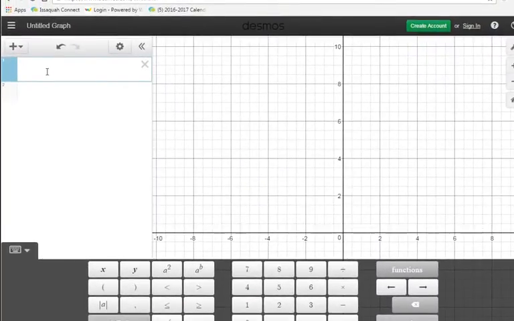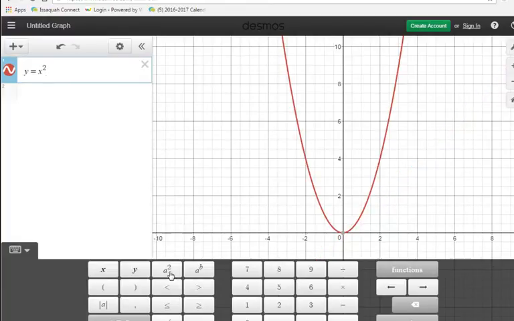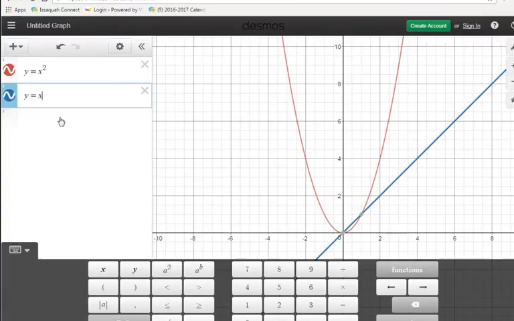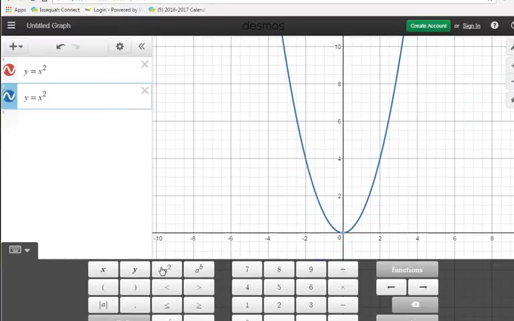Y equals, type in x, and then down here at the bottom is the squared button. So you just type that in. Hey, there's y equals x squared, just like our original graph. Then I hit enter, and I can immediately bring up a second one. Y equals x squared, hit the squared button, plus 3. Whoa, that's so much faster than doing it by hand.